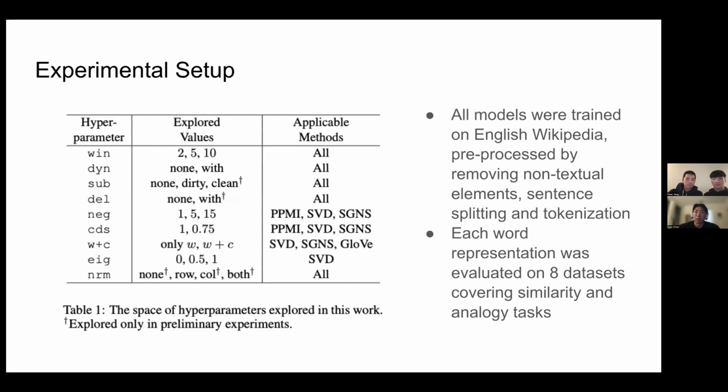All right, so before we get into the results, we'll cover the experimental setup. And so the hyperparameters that we just covered are shown in the table to the left, giving the explored values for each and the applicable methods. All models were trained on English Wikipedia, pre-processed by removing non-textual elements, sentence splitting, and tokenization. And each word representation was evaluated on 8 data sets, 6 of them being similarity, 2 of them being analogy tasks. And there were a total of 672 models in this experiment.